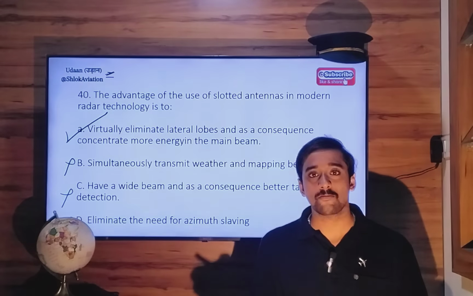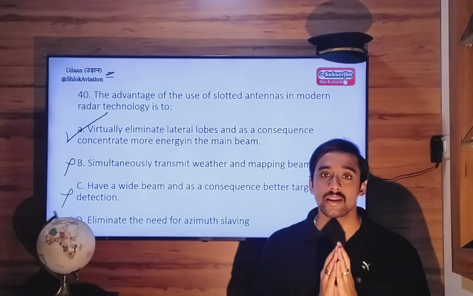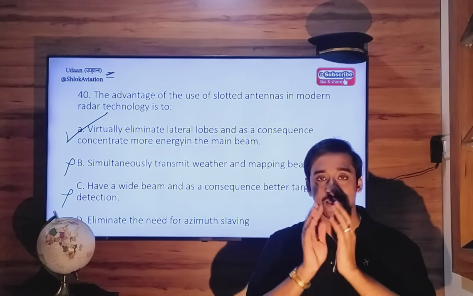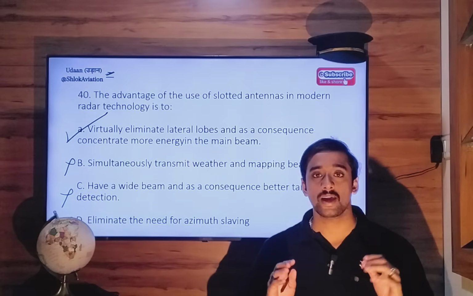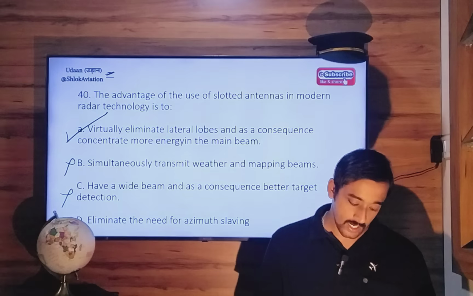Slotted antennae, flat plate antennae reduce the side lobes. As a result, the energy is concentrated more and more in the main beam. There is no loss of energy. There is no spillage of energy in the side lobes. So that is an advantage.